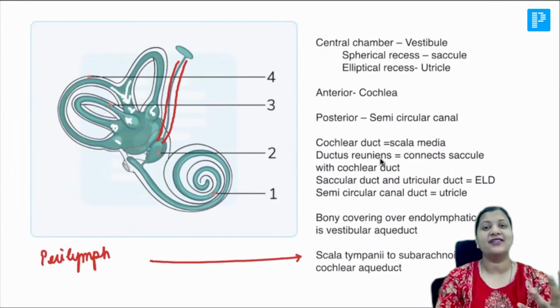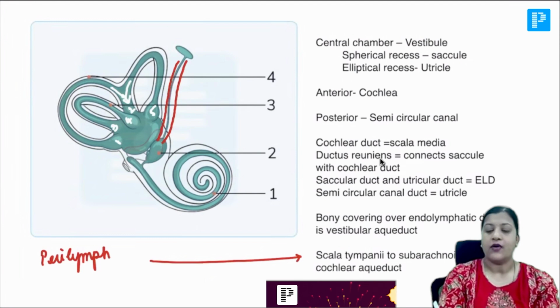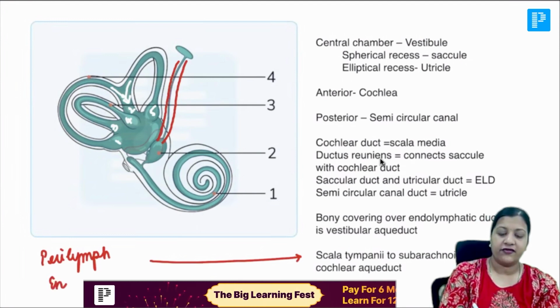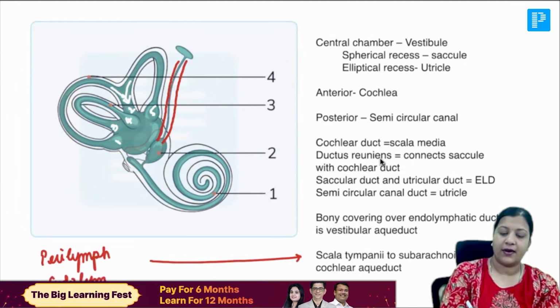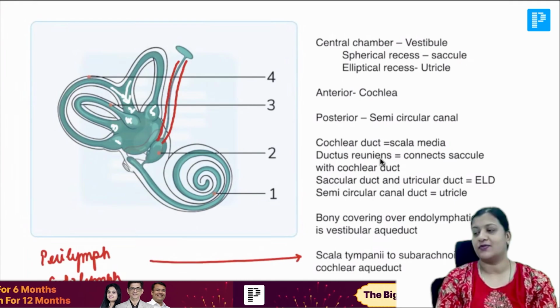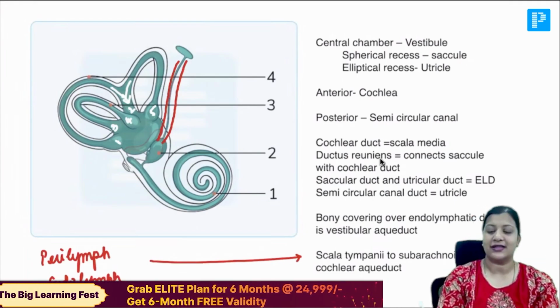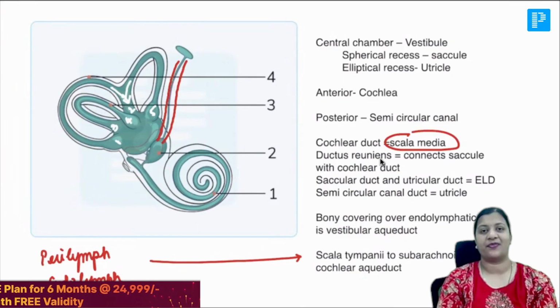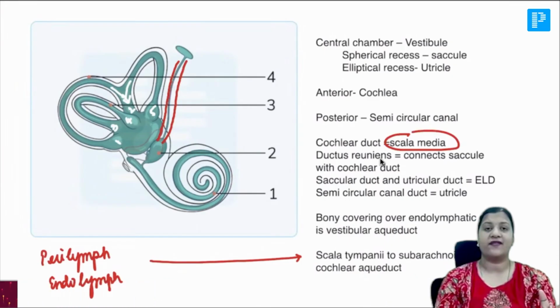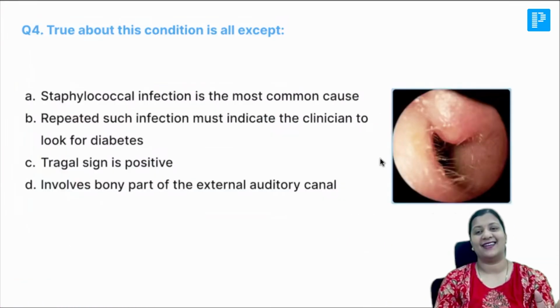What is perilymph? It's an ultrafiltrate of CSF. What is endolymph? Endolymph is produced and reabsorbed by which structure? It is produced and reabsorbed by the stria vascularis. And where is the stria vascularis? It is in your scala media. So I think this gives you a good revision of your entire inner ear.